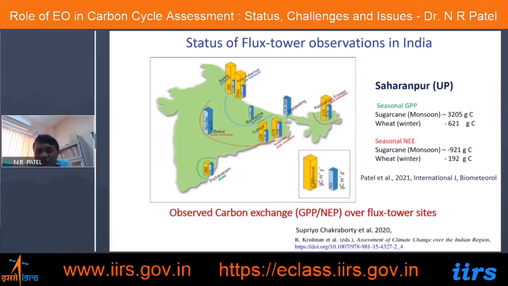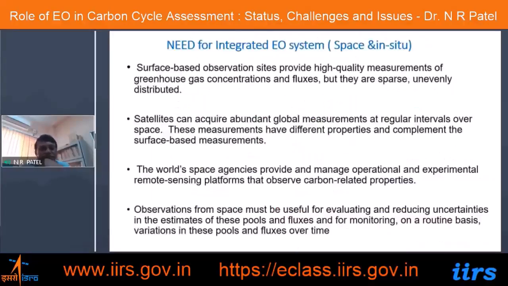Once we have enough representative tower sites, it will help us to better constrain ecosystem models for carbon cycle studies. So that is what I am telling. The surface-based observation sites are good. They provide high quality measurements of greenhouse gas concentration, but they are sparse and not distributed uniformly. That is why we require satellite information.